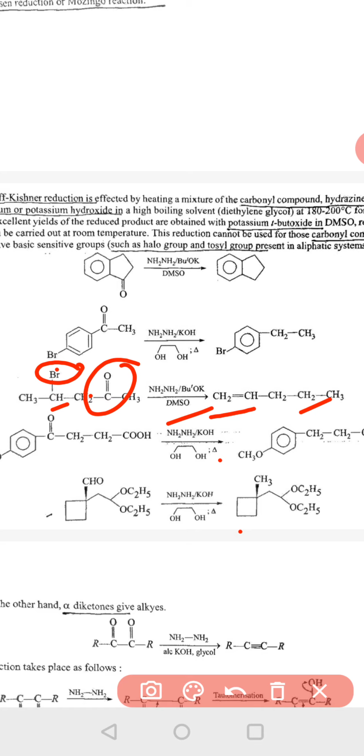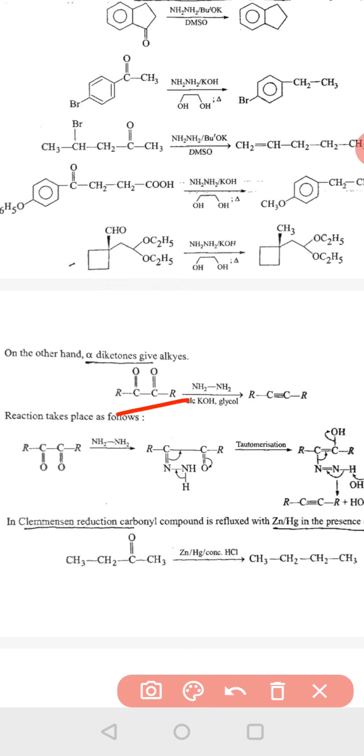If alpha diketones are treated under Wolff-Kishner reduction conditions, then alkynes are formed. This is the diketone, and it is treated under Wolff-Kishner conditions, that is with hydrazine, alcoholic KOH and glycol. Then it converts to alkyne. This is the mechanism of this reaction.